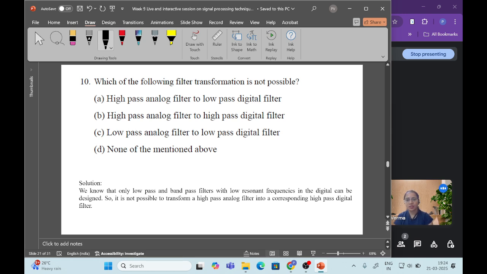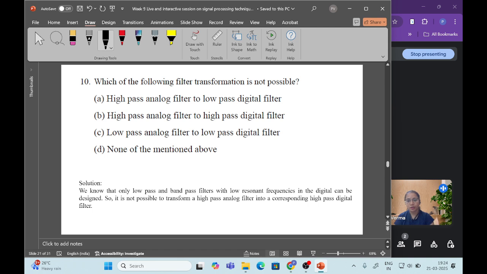So the next question is, which of the following filter transformations is not possible? Option A is high pass analog filter to low pass digital filter, option B is high pass analog filter to high pass digital filter, option C is low pass analog filter to low pass digital filter, or none of the mentioned above. So which of the following transformations is not possible?